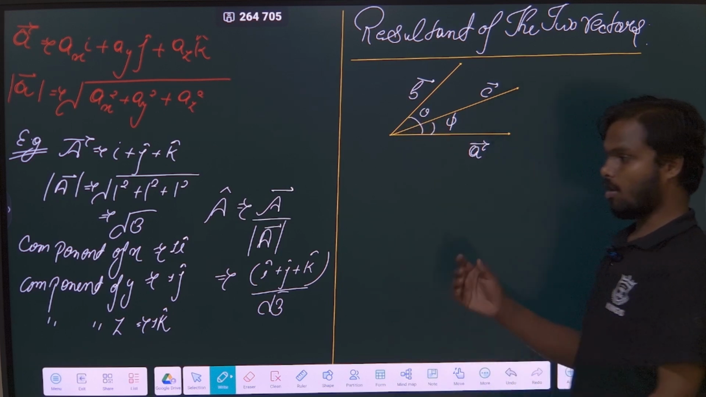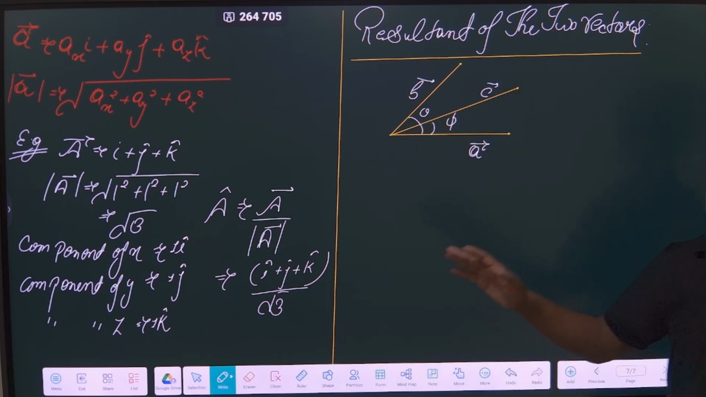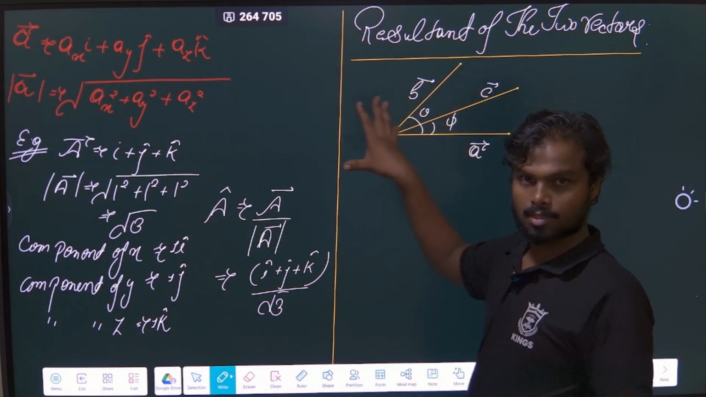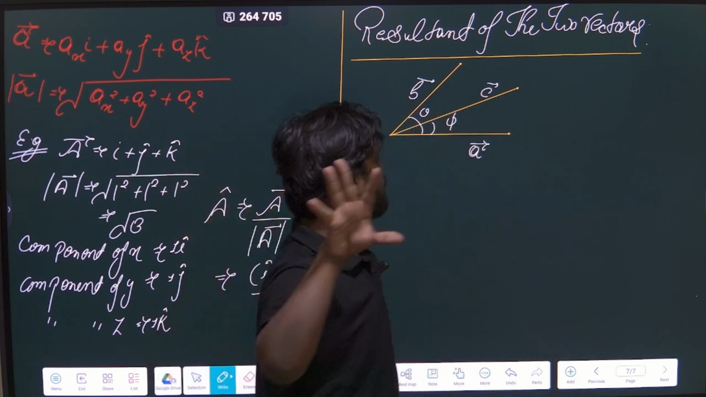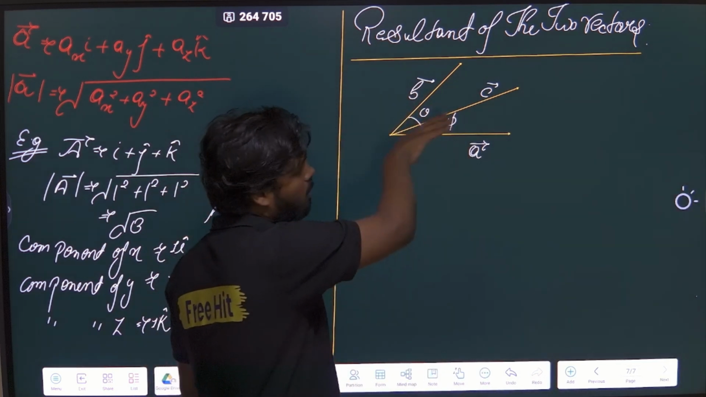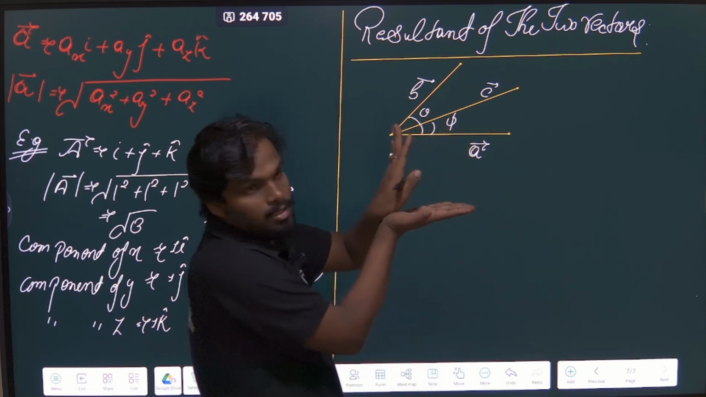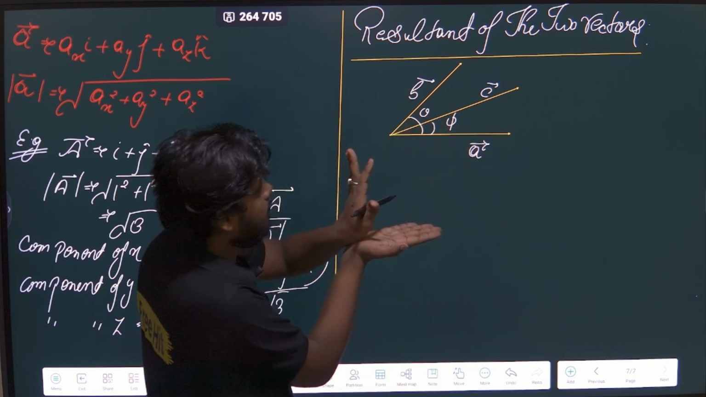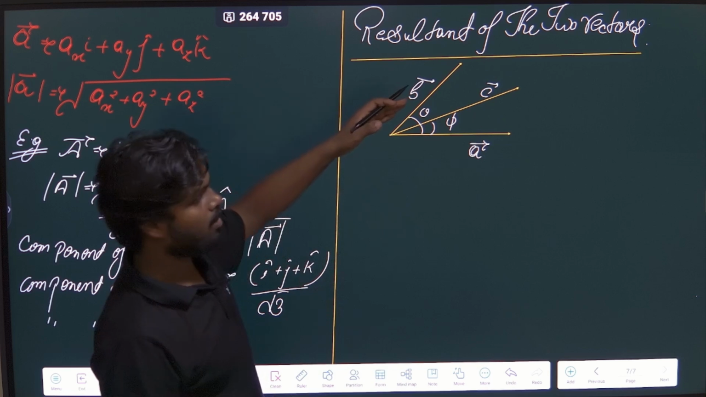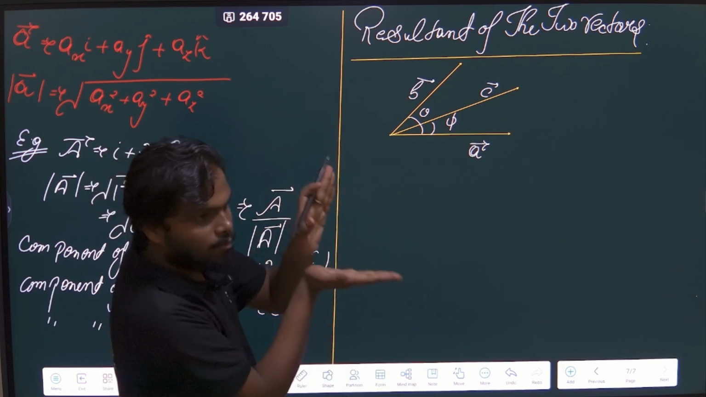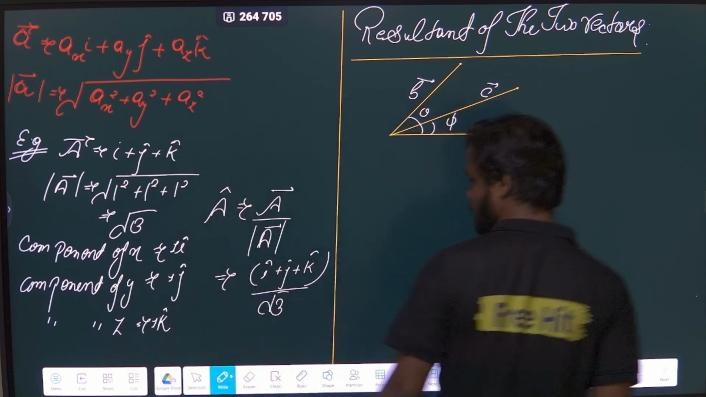I will explain how to find the angle between two vectors, but for now just remember that there are two vectors, vector A and vector B, and the resultant vector is vector C. The two vectors are inclined at angle theta, and the resultant vector makes an angle phi from the vector A. Clear?